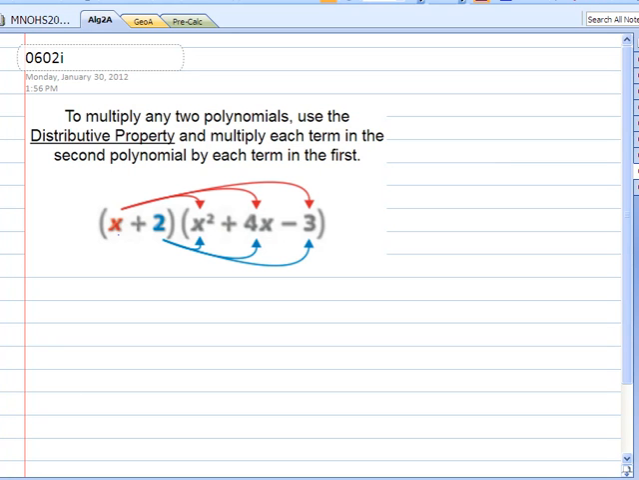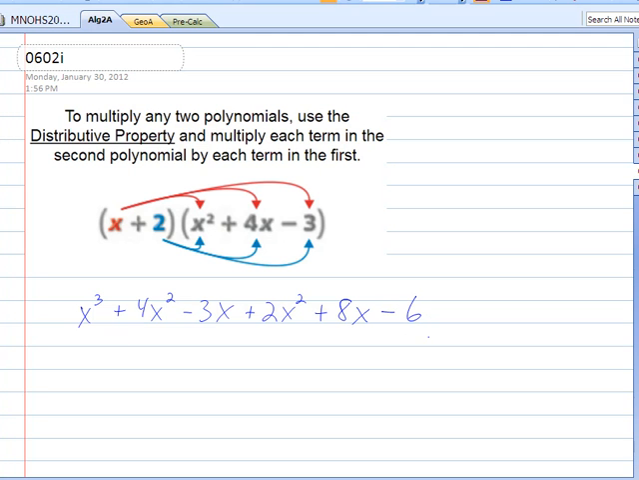I'm first going to start with the red x here. I'm going to multiply that to those 3 terms. So x times x squared is x cubed. X times 4x is plus 4x squared. X times minus 3 is minus 3x. Now the blue 2 goes through. 2 times x squared is plus 2x squared. 2 times 4x is plus 8x. 2 times negative 3 is minus 6.